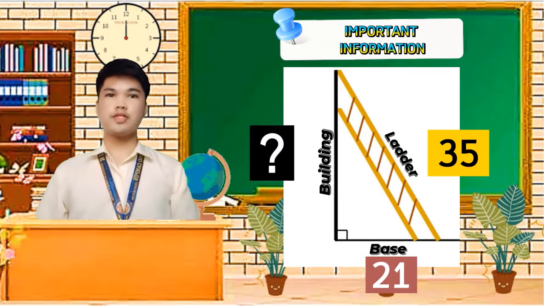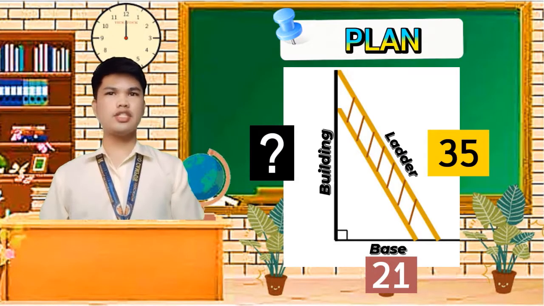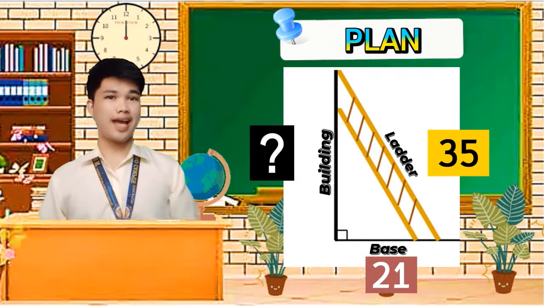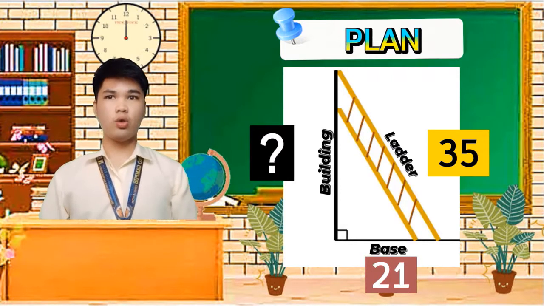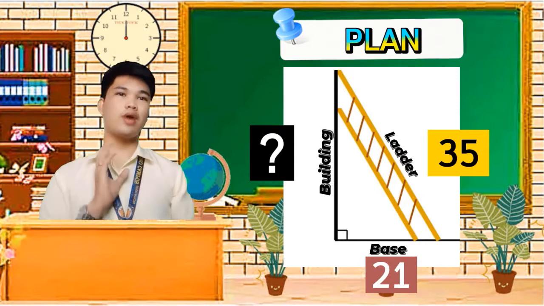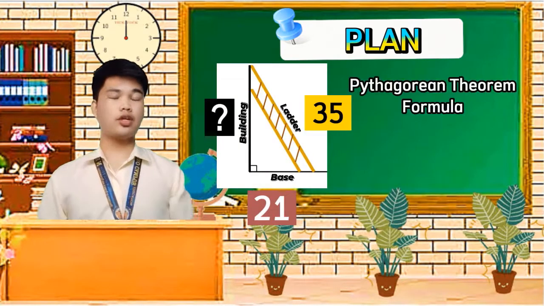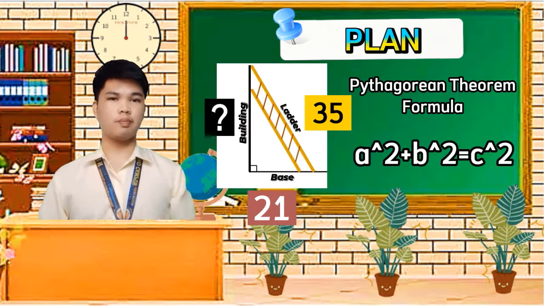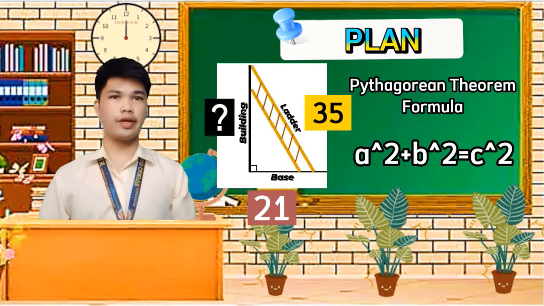Now, let's proceed to the fourth step of this strategy, which is the plans. Since we already know what is the question being asked in this problem, what we are going to do to solve it, and we've written down the important information needed, what is the plan that we must apply in order to solve this problem? Since we have a right triangle here, we need to use the Pythagorean theorem formula, a squared plus b squared is equal to c squared, to solve this problem.